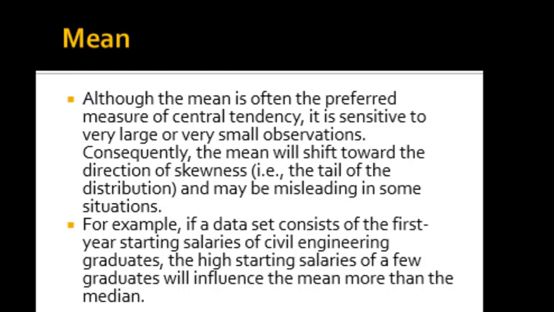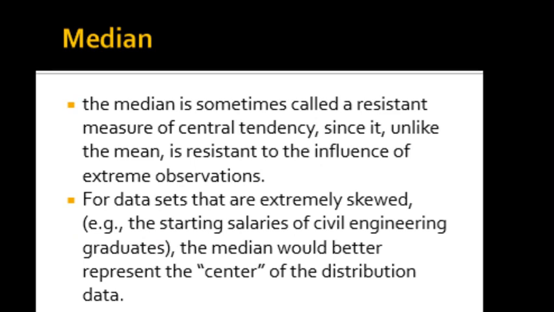Here is a quick example. Let's say we have a data set with first year starting salaries of civil engineering graduates. If there are a few salaries which are extremely large, that would influence the mean. So in that case, a median would be a preferred measure to understand the center of the distribution. Median is the more resistant measure of central tendency, and it doesn't get influenced by extreme observations. So if the data is skewed, then a median would be a better representation of the center of the distribution.